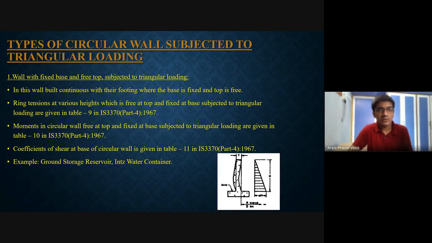Since we are dealing with types of circular wall subjected to triangular loading, there are only two types, that is wall with fixed base and free top and wall with hinge base and free top. First, wall with fixed base and free top. In this, the wall is built continuous with its footing, where the base is fixed and the top is free.